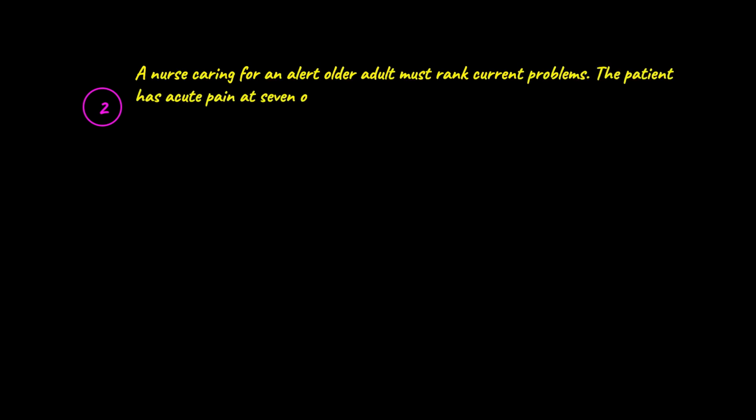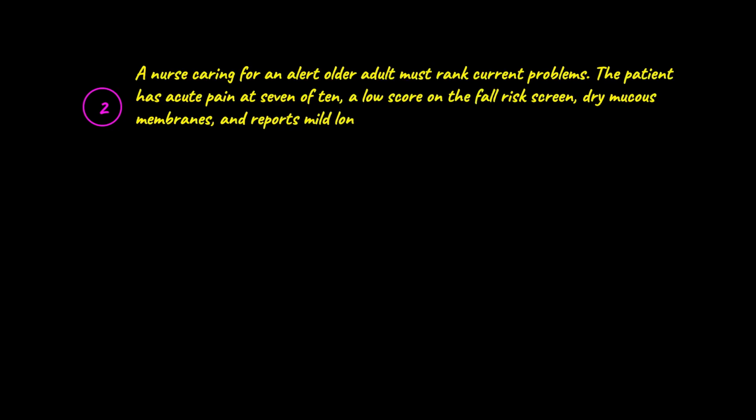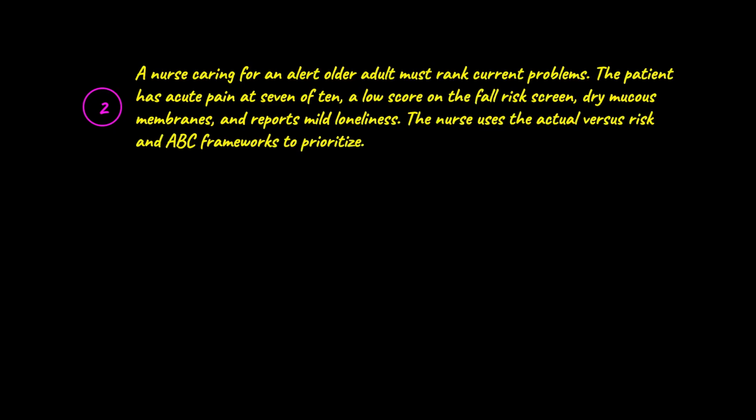Question 2. A nurse caring for an alert older adult must rank current problems. The patient has acute pain at 7 of 10, a low score on the fall risk screen, dry mucous membranes, and reports mild loneliness. The nurse uses the actual versus risk and ABC frameworks to prioritize.